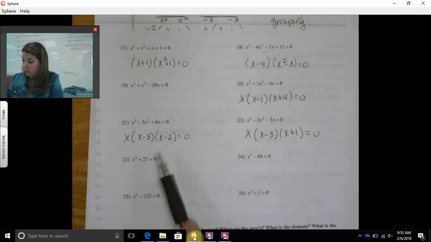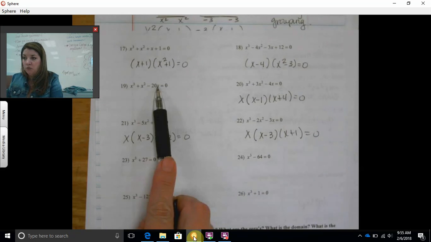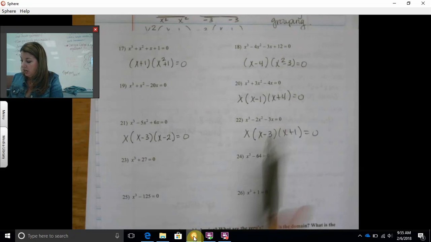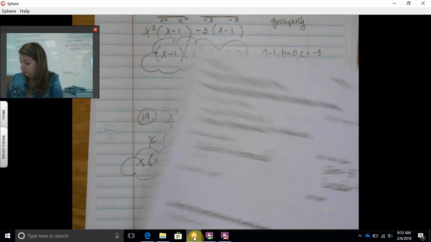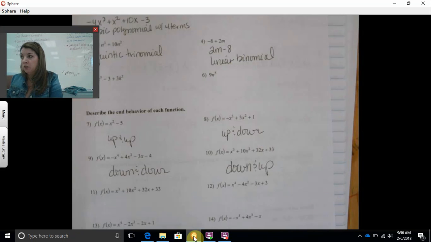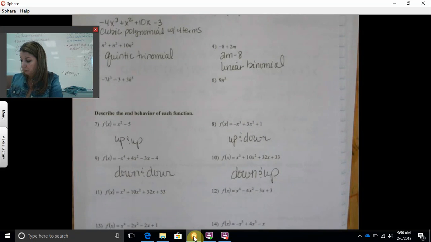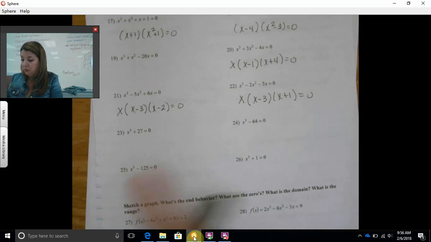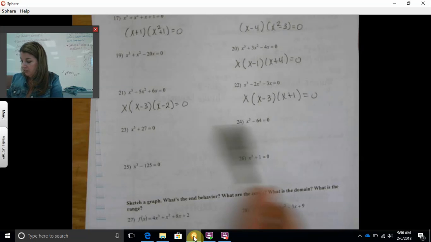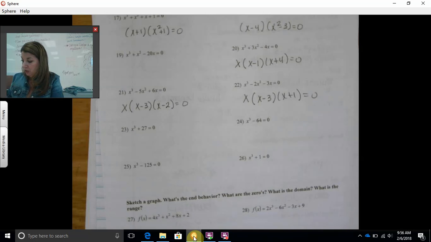So the one I did here, I factored out a GCF. What was left was a quadratic. Same with 20 through 22. On 15 through 18, those were all factored by grouping, right? So 23 through 26 is either going to be a sum of cubes or difference of cubes. I think some of these are actual examples from your notes. Let me do 23 real quick.